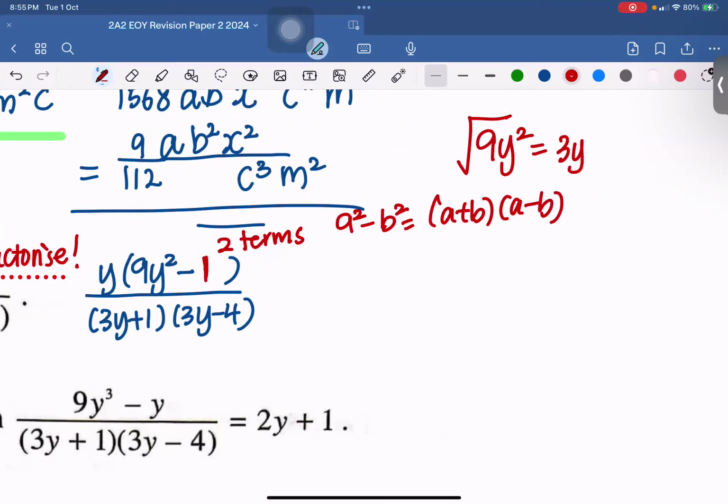Why suddenly the cube root? The square root. I must think this one has 2 terms, I can still factorize. No, I'm asking why suddenly the cube root?